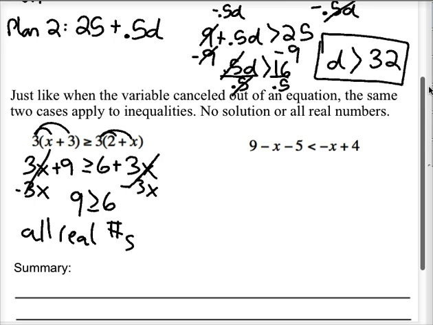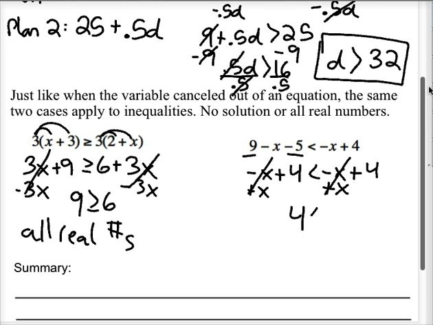All right, what about the flip side, the other example? Well, I'm going to combine my like terms first. So 9 minus 5 gives me 4. All right, and again, I see that my variable is on both sides of the inequality. So to try to cancel it off at this side, I'm going to add that x to both sides. But again, it doesn't quite work. All right, so my variable cancels off of both sides. And I'm left with 4 is less than 4.